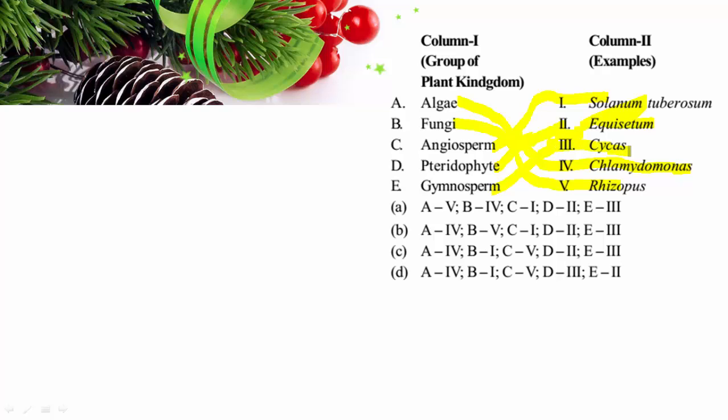So let us check. For A it is the fourth one. B, C, D, all of them are showing the fourth option for A. But for B, the right option is Rhizopus. It is only in option B. And for C, it is 1. For D, it is second. And for E, it is third. So the right answer for this question is option B. This is the match the following for given options.